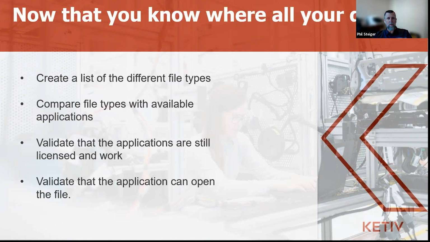So now that you know where all your data is, the first thing I think you should do is create a list of all the different file types, so you have a better understanding of what you have, and so that you can validate that you have the appropriate application to open those. You'd be surprised that just because you're using application X and you have a file that goes with that application, you can get into a situation where the application is so new and the file is so old that you can't actually open that file anymore.